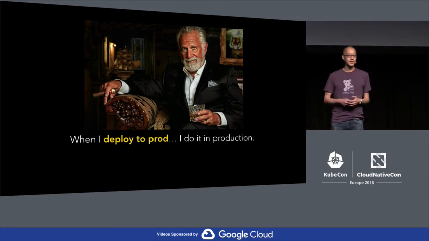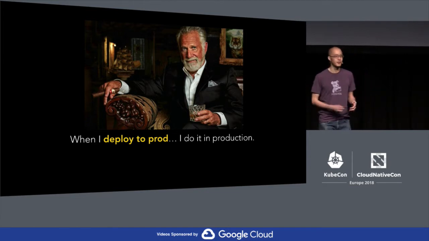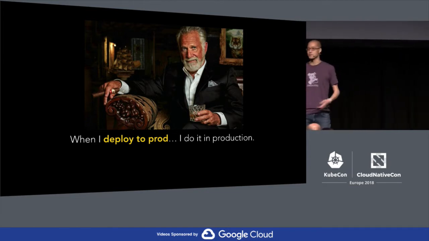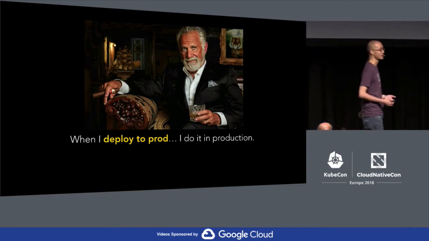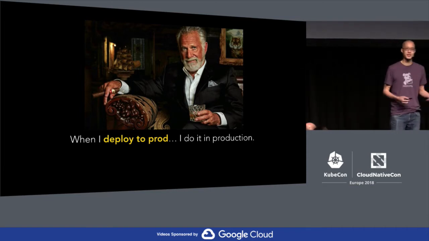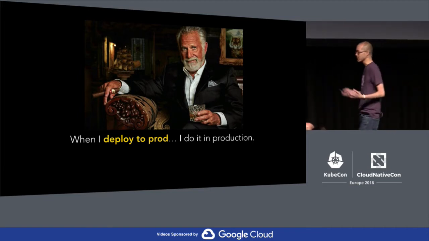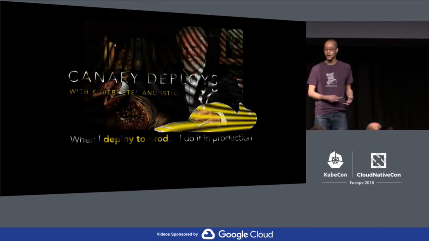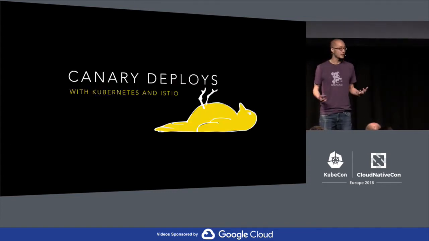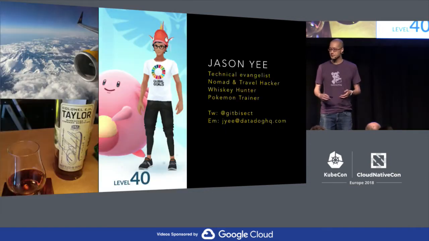As much as we would like to match our staging environments, our development environments, whatever we have to production, at the end of the day, you can only do so many dry runs, and things just get missed. So when you deploy to production, it obviously happens in real life, and there's no way to get around that. So I think that's why most of us are here, and we want to talk about Canary deploys.